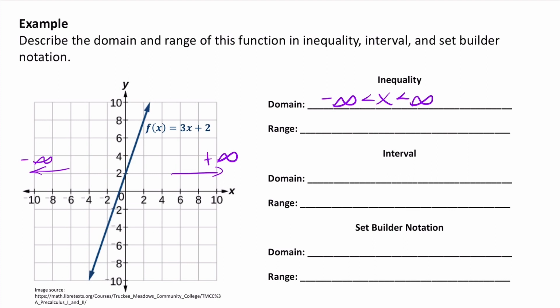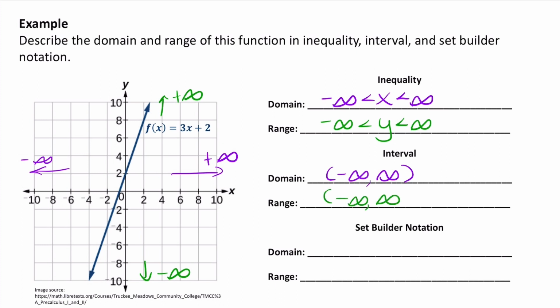Well, now let's look at the range. In this direction, it's going to head to negative infinity, and then the upper boundary is going to be positive infinity. So it's going to be negative infinity less than y less than infinity. So as an interval, the domain is going to go from negative infinity to infinity. And remember, infinity always has open parentheses. And then the range is going to go negative infinity to positive infinity.